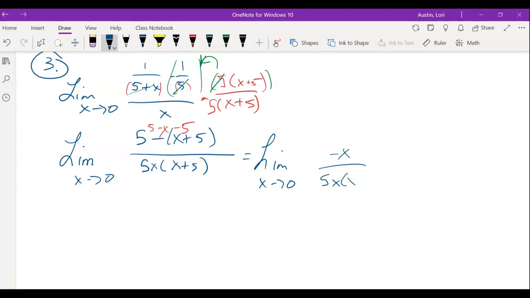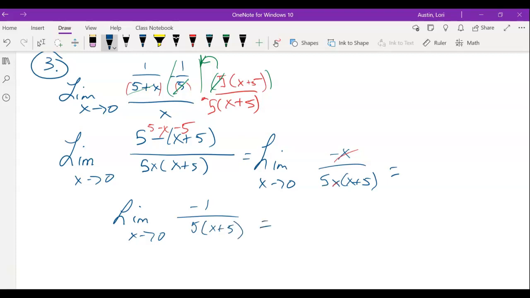You see a pattern here? The part of the denominator that's been causing us the issue in all these problems ends up getting canceled away. Everybody see that? Because what can I cancel now? The x's. I still have a limit. Don't forget, you still got a limit. As x goes to 0 of, what's left in the numerator? Negative 1 over 5 times (x plus 5).